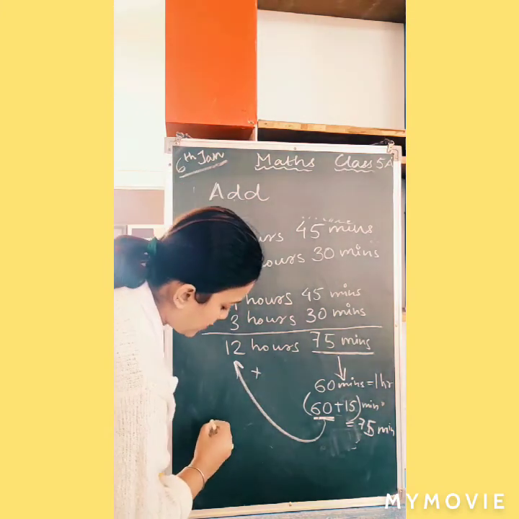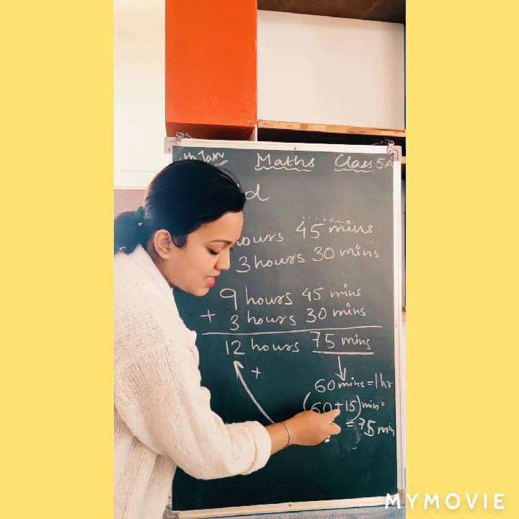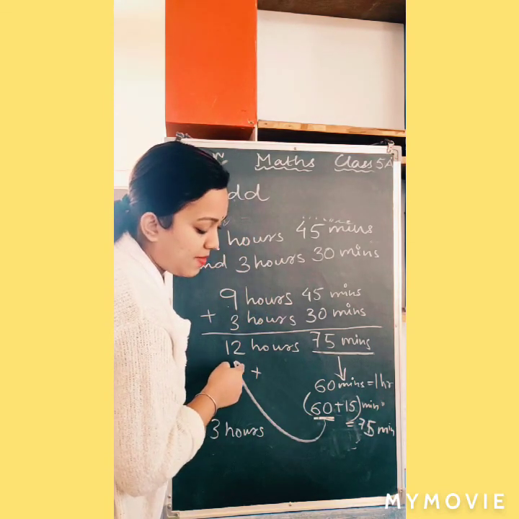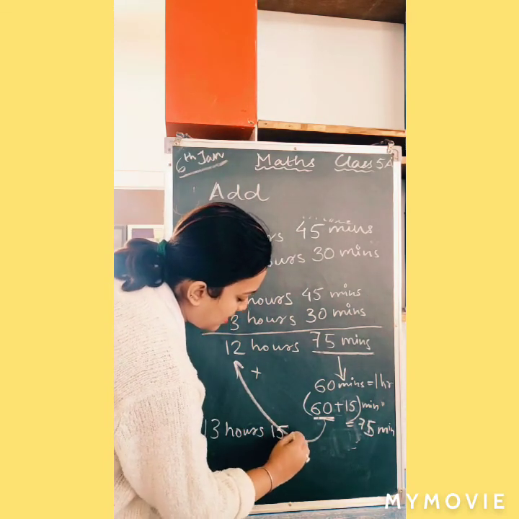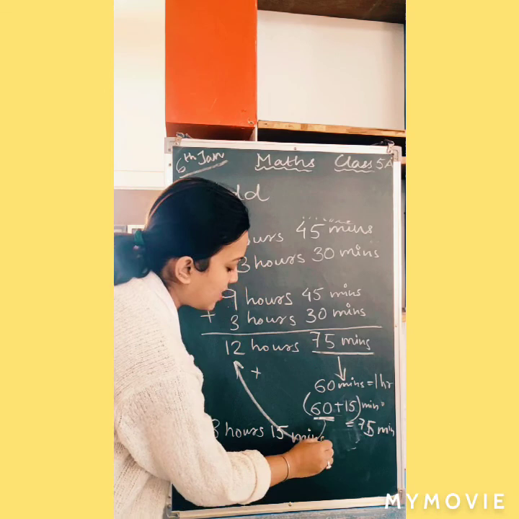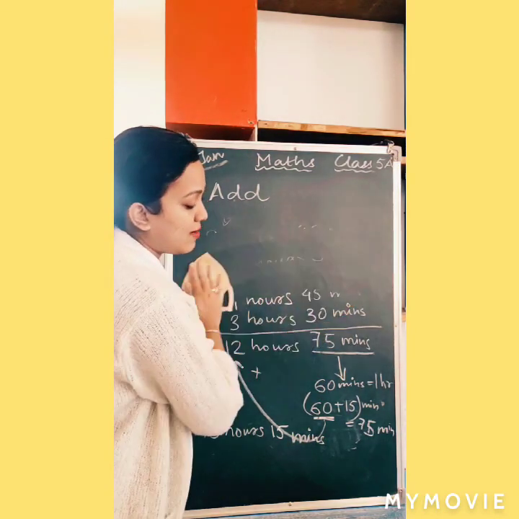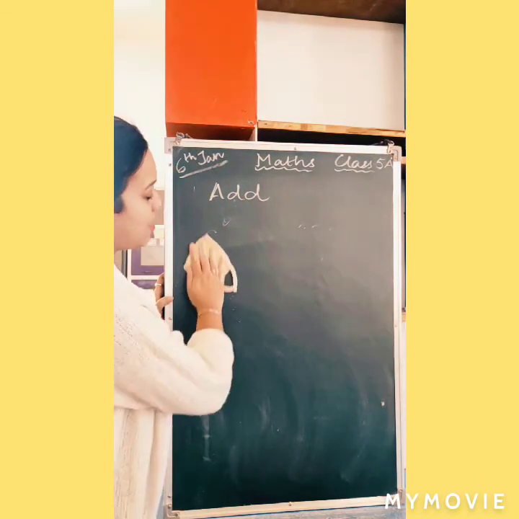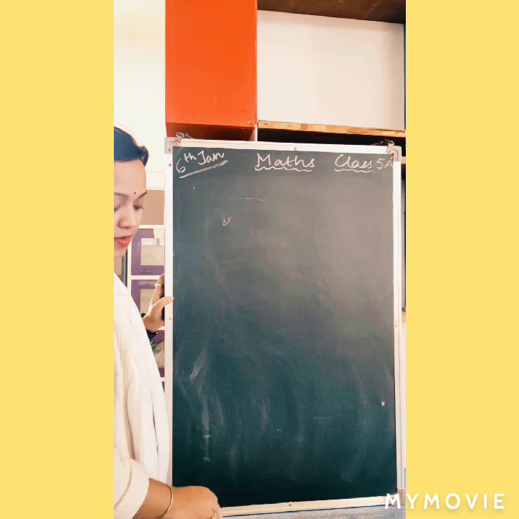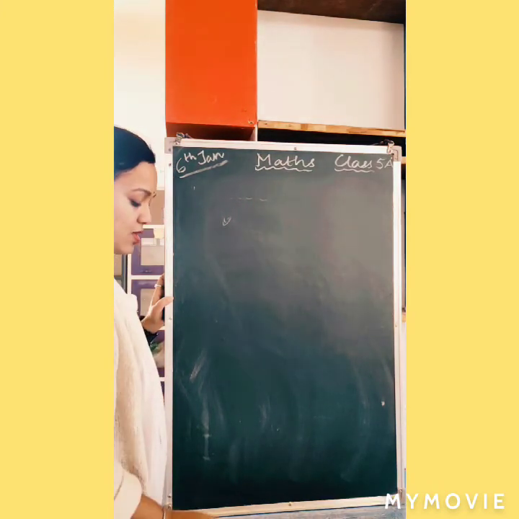Now my 12 hours become 13 hours, and what is left? 60 is gone. I have added it up here. So what is remaining? 15. So 13 hours 15 minutes. Okay. In this way you are going to use the formulas while adding time. Now the same thing you can apply in the case of subtraction.